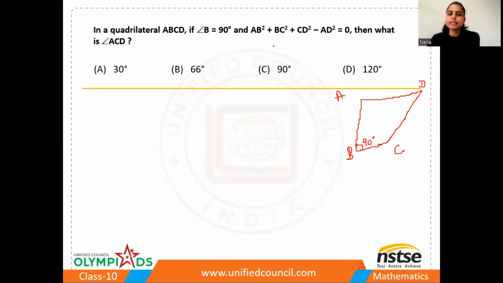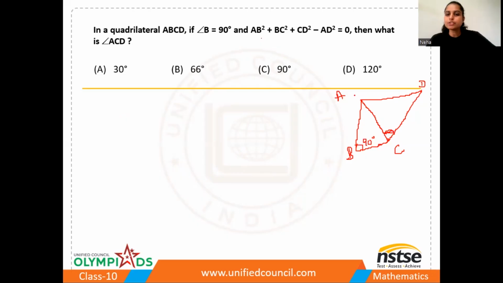And one more thing is given that AB square plus BC square plus CD square minus AD square is equal to 0. So AD is this, BC is this, CD is this and AB is this. That is the sum of all the squares, 1, 2, 3, and 4, minus AD square, it is equal to 0. Then what is angle ACD? First I need to draw the angle ACD. For this I am just connecting the points A and C. Now this angle is angle ACD.